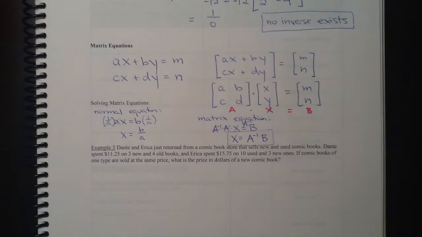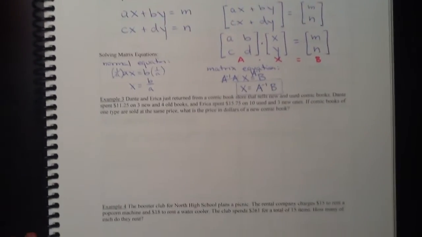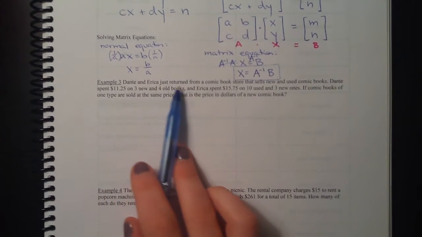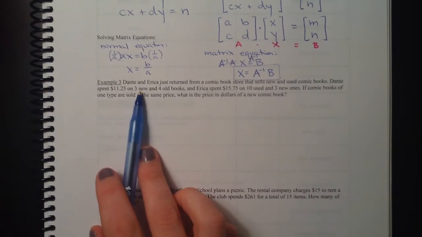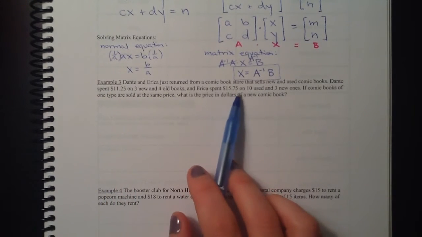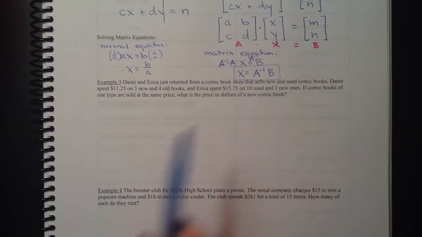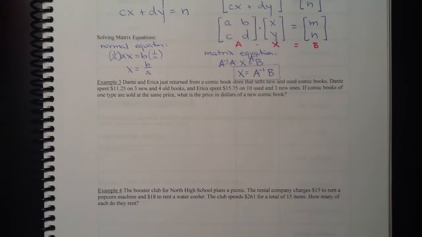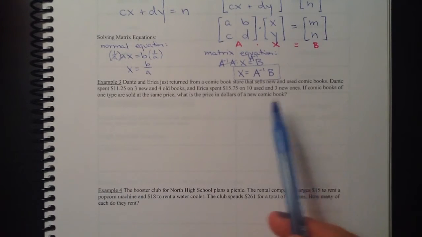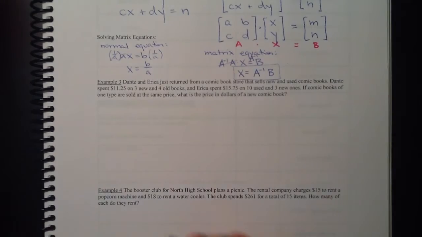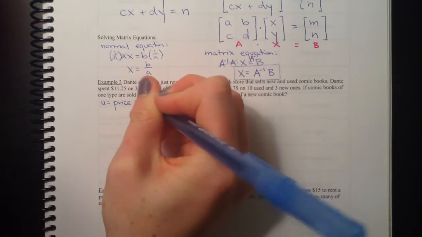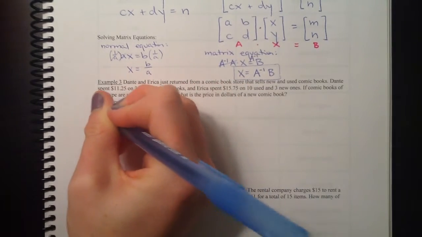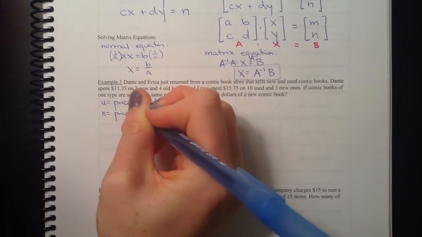So we've got a couple of real-world examples here, some story problems. We're going to set up our equations first and then figure out how to solve them. So Dante and Erica just returned from a comic book store that sells new and used comic books. Dante spent $11.25 on 3 new and 4 old books. Erica spent $15.75 on 10 used and 3 new ones. Comic books of one type are sold at the same price. We want to figure out how much a new comic book is. So let's say U would be the price of a used book, and N would be the price of a new book.